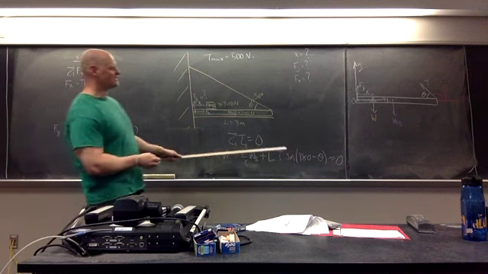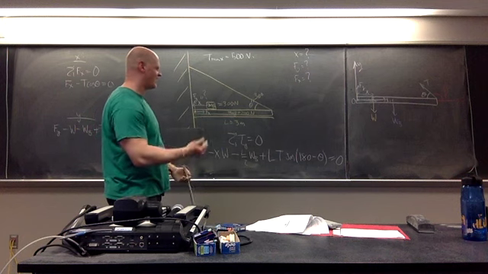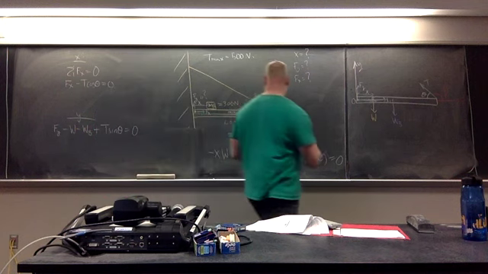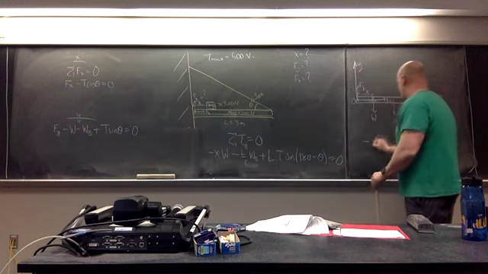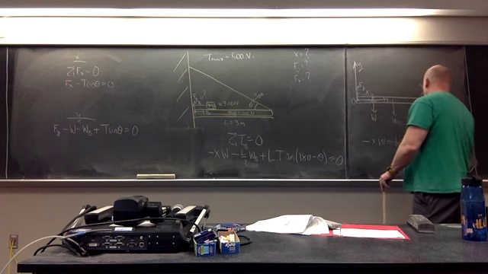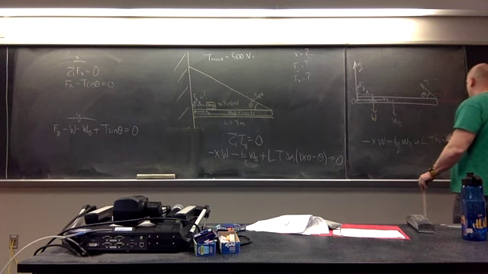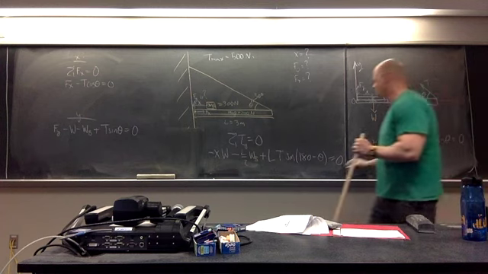Now, one thing to point out: the sine of 180 minus that angle is actually the same thing as the sine of that angle. So if I rewrite this, what I get is minus x times the weight, minus L over 2 times the weight of the beam, plus L times the tension times sine of that angle, is equal to 0.